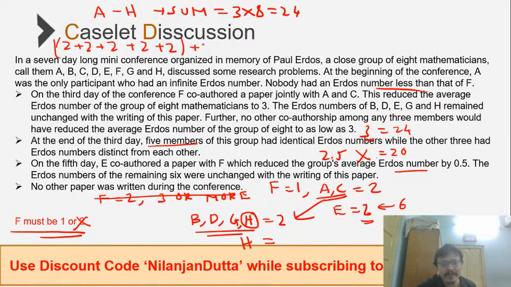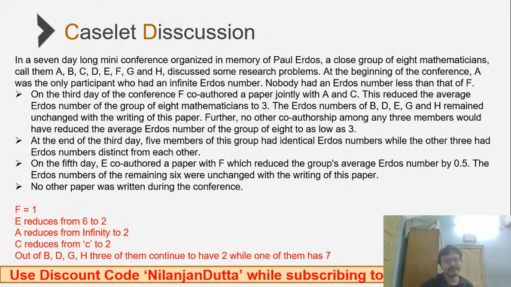What is F? 1. What is E? Initially it was 6, which means it's a total of 17 already. So the remaining number must basically be 7. So H will be equal to 7.